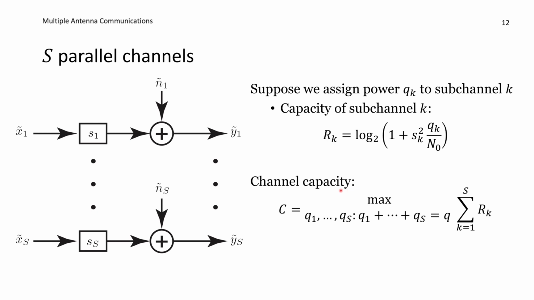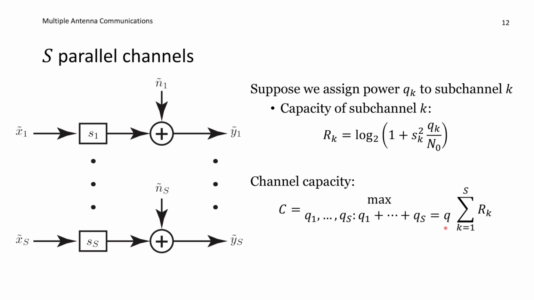The channel capacity C can now be written as a summation over our S subchannels, where we take the achievable rate on each of them for a given Qk, and then we would like to maximize this expression with respect to Q1 to Qs, the power that we assign to each of the different subchannels. And we do it such that the sum of the elements is equal to Q, the total amount of power that we have available.